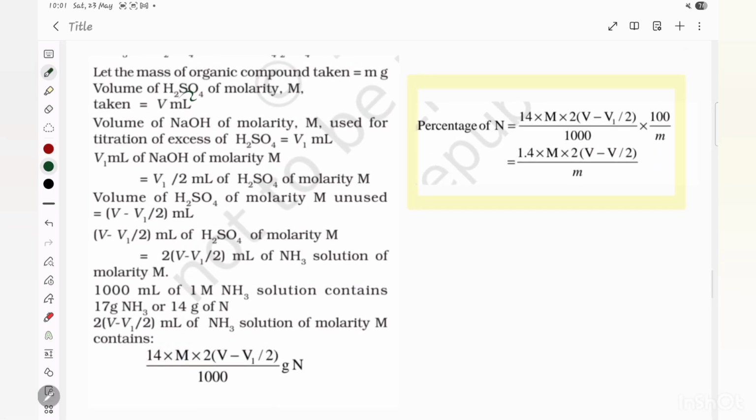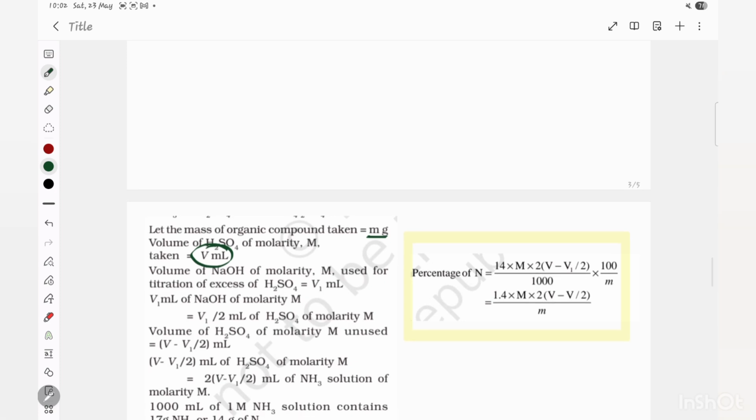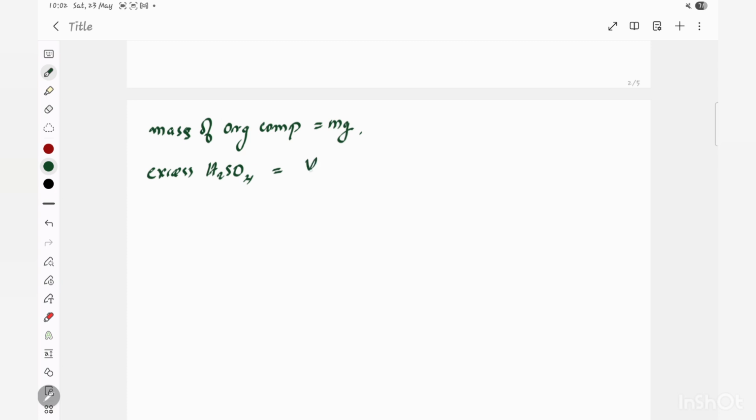You can see here V mL. Let the mass of organic compound be M. I am writing that the mass of organic compound is equal to M gram. It's going to titrate, right? Volume of H2SO4 of molarity M taken is V mL. So excess H2SO4, which is titrated with NH3, is taken V mL and molarity is M.